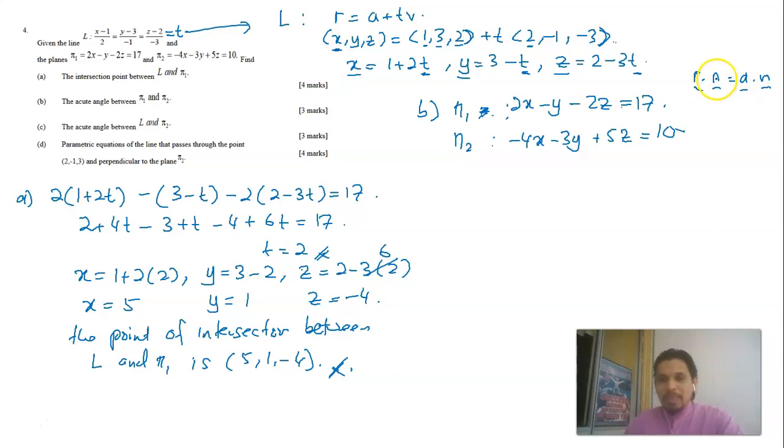The normal of this plane, recall, is represented by the values 2, negative 1, and negative 2. And also for pi 2, which is negative 4, negative 3, and 5. So then, n1 is 2, negative 1, negative 2, and n2 equal to negative 4, negative 3, and 5.